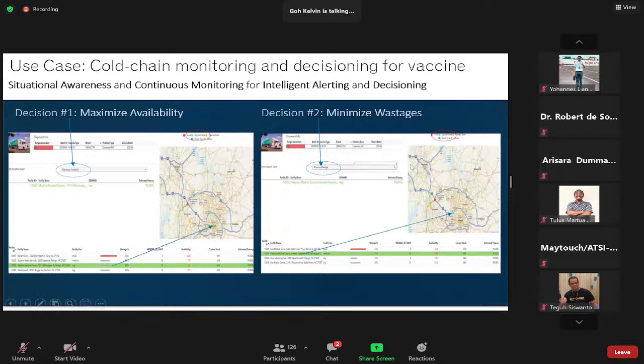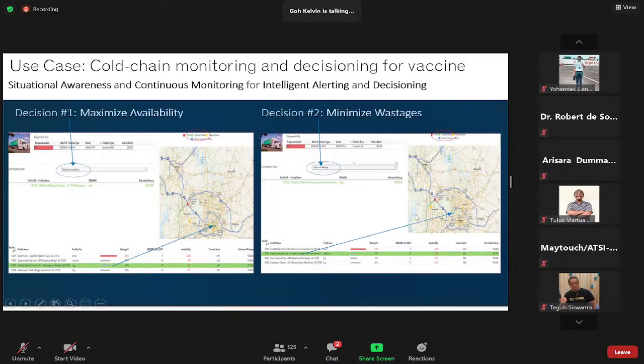Secondly, the second scenario here is when we choose a condition to minimize the wastage itself. In this case, the destination is a slightly different one. If you compare the map here, this is definitely not the same location as the one from the first diagram.